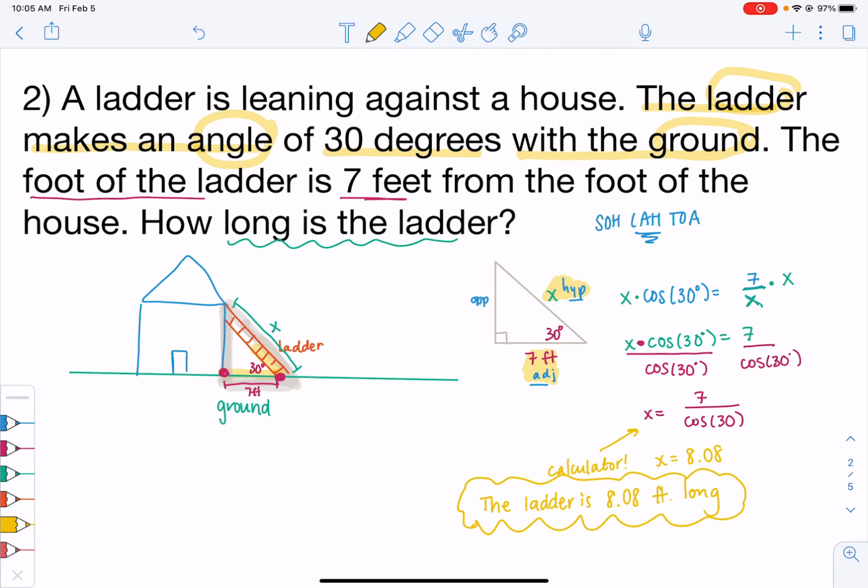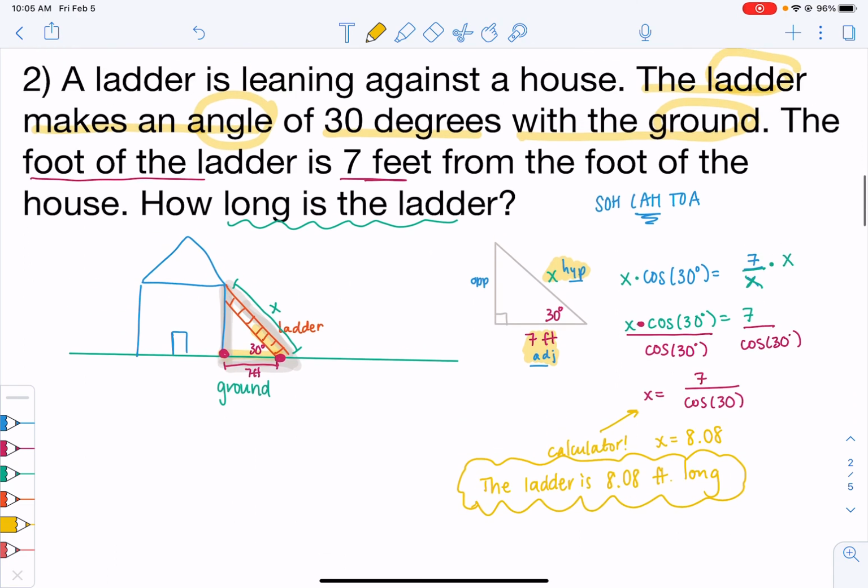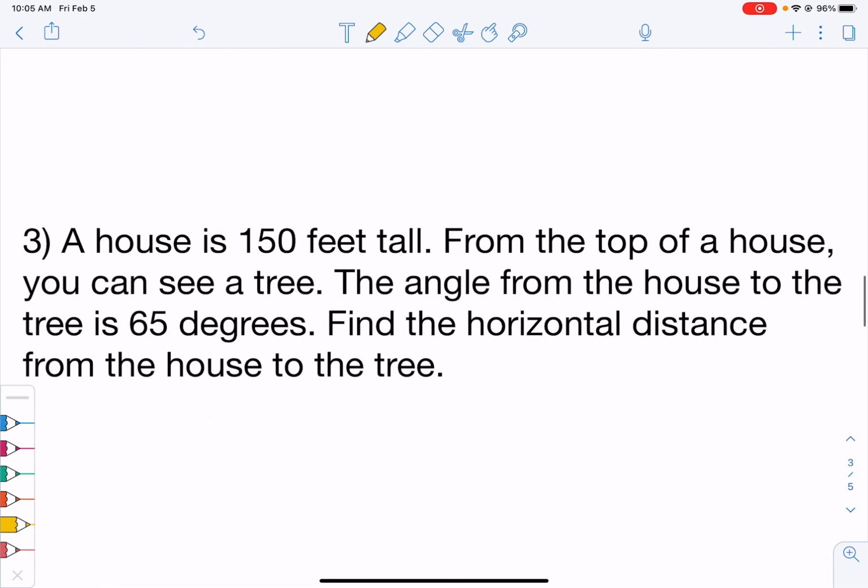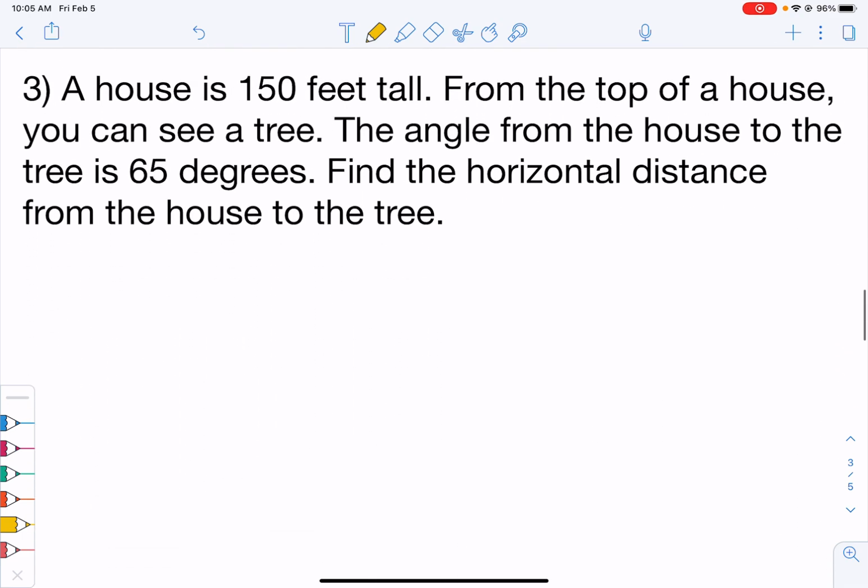Okay. Let's try another problem. A house is 150 feet tall. It's a tall house.